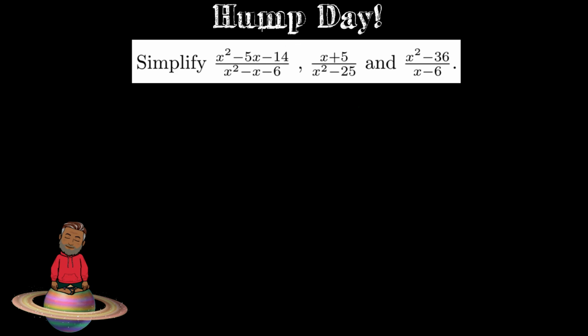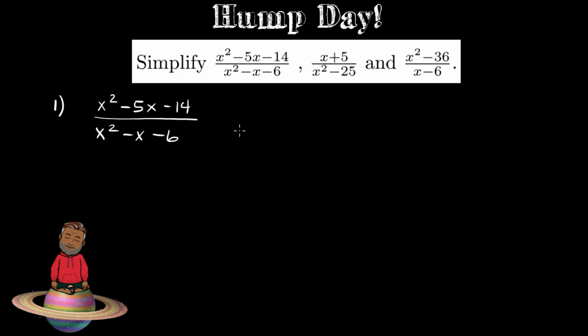All right, so let's take a look at our first example. Number one, we've got x to the power of 2 minus 5x minus 14 over x to the power of 2 minus x minus 6. Let's make that look like a 14, sorry.